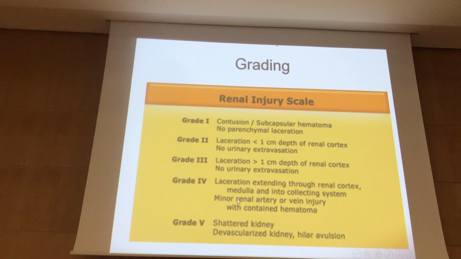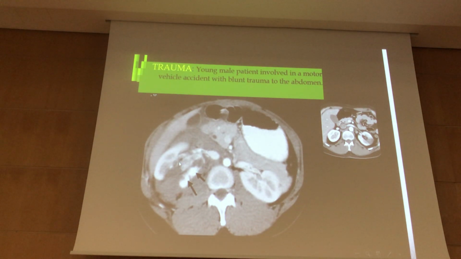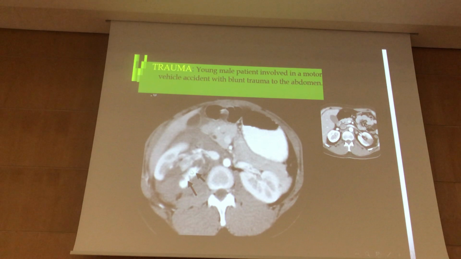Grade 4, there is extravasation of urine, but not that much renal vascular injury. But grade 5 is a shattered kidney with devascularization, where there is compromise of the blood supply. Then you need to operate on these patients. You have to clamp that artery that is bleeding. So this is a case of grade 4, and this is grade 5, which is a shattered kidney.